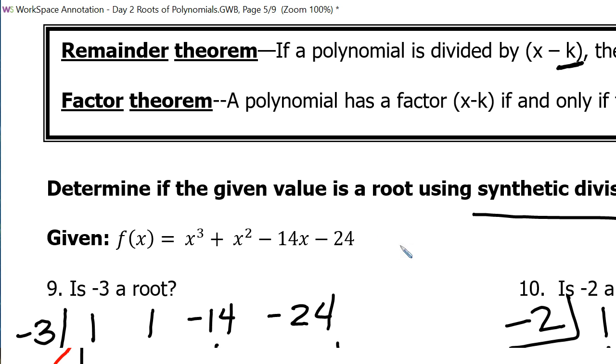Okay, that leading coefficient needs to be dropped down. Multiply the outside number. So it's negative 2 times 1. Negative 2 goes in that next spot. Combine this column, we get negative 1. Outside numbers get multiplied, and this gives us positive 2. Combine this column, it gives us negative 12. Multiply the outside numbers, that gives us positive 24. And when I add these, I get 0. So my remainder is 0. So is that going to be a root? Yes. Now if the remainder was 1, would it be a root? No.